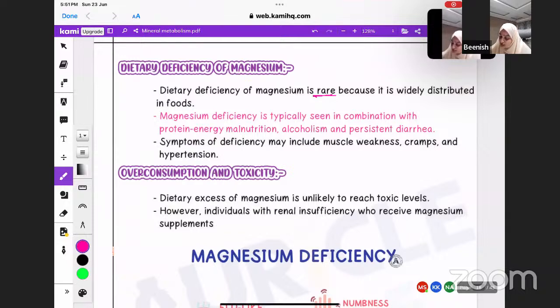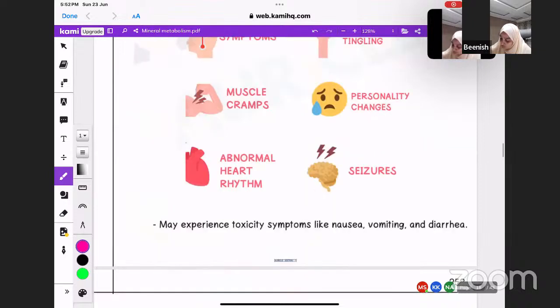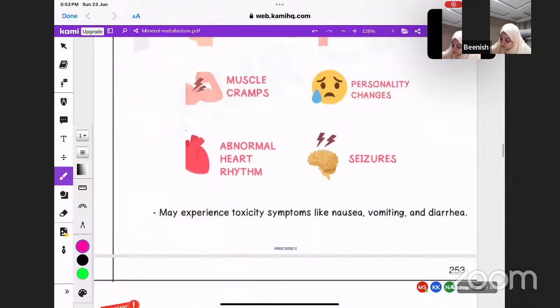Overconsumption and toxicity. Dietary excess of magnesium is unlikely to reach toxic levels. However, individuals with renal insufficiency who receive magnesium supplements can show toxicity of magnesium. So, deficiency and toxicity both are rare. Symptoms of toxicity of magnesium include vomiting.